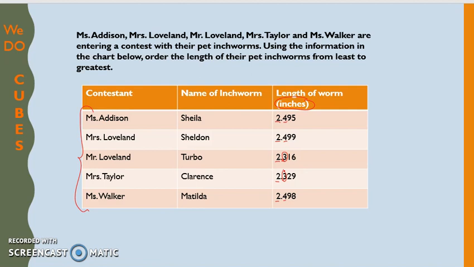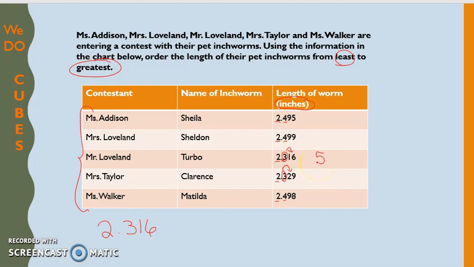So now we're going to look at Turbo and Clarence, because remember, we're ordering these from least to greatest. So if we look at Turbo and we look to the next place value in the hundredths, we notice there is 1 hundredth. And if we look at Clarence, there is 2 hundredths. So 2 hundredths is more than 1 hundredth. So that means that Mr. Loveland's inchworm has the least amount of length at 2.316. Okay, so we're going to say he is in 5th place.